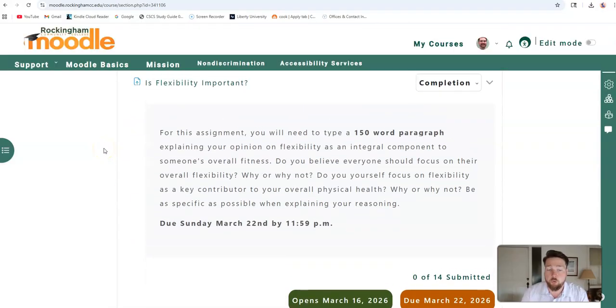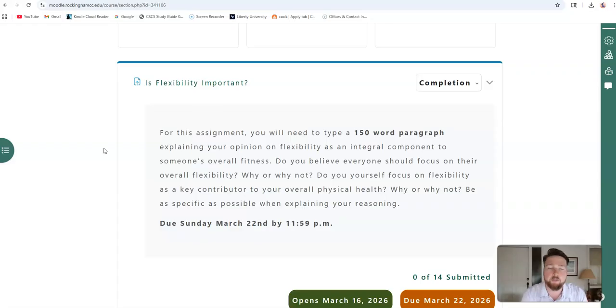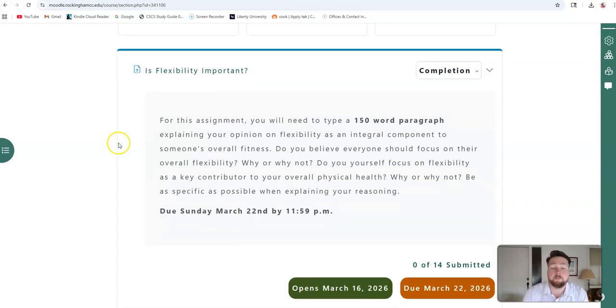Your first assignment that's due this Sunday is you're just going to answer these questions: is flexibility important? Do you believe that everyone should focus on their overall flexibility? Do you yourself focus on flexibility? And why? Why do you perform stretching exercises, for example, or why don't you? Just answer those questions in a paragraph of at least 150 words, and that's due by this Sunday. Okay, that's your first assignment.